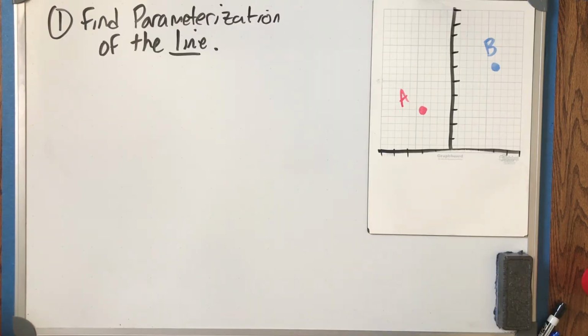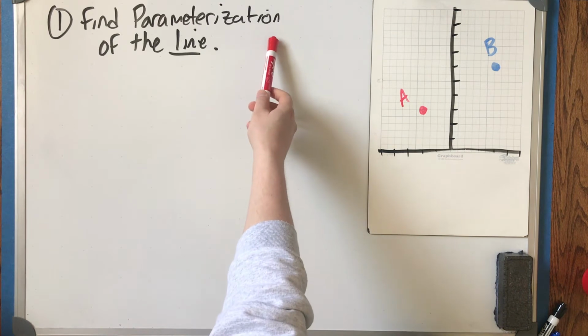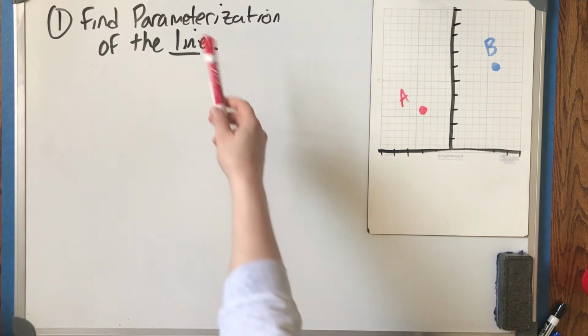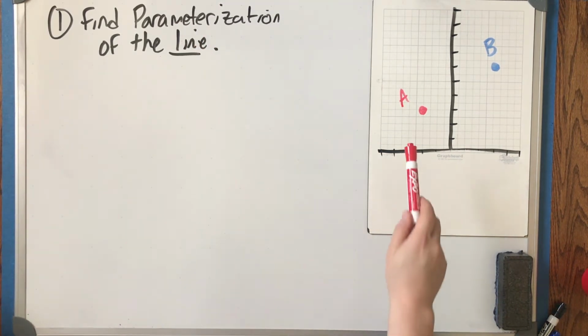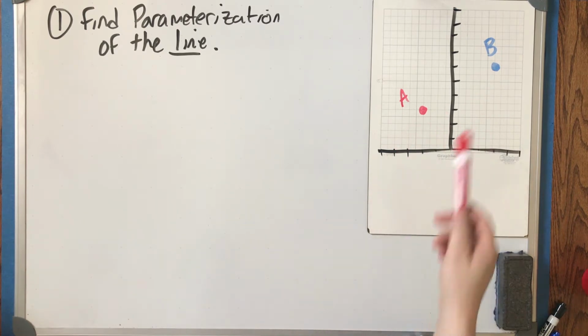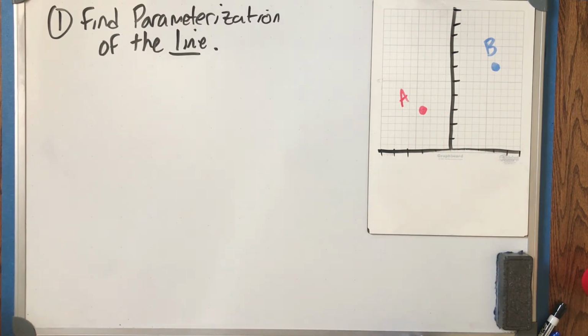Our goal for this question is to find this parametrization of the line, which basically means find a set of parametric equations that will model the line that goes from A to B. So I'm looking for my final answer to have an x equals, a y equals, and then some sort of interval. That's how I know I'm going to be done whenever I have that.